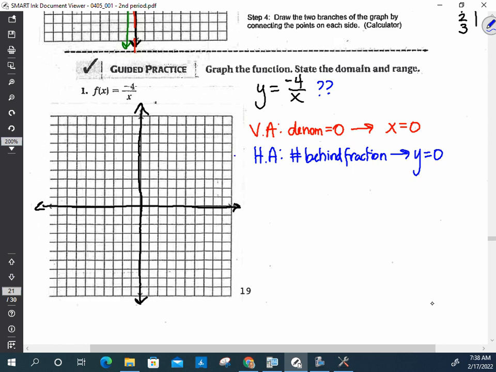Horizontal, remember, is a left to right graph. So go to the y-axis, find 0, draw your horizontal asymptote. Vertical asymptote is vertical. Go to the x-axis, find 0, and draw your asymptote. So there's your 2 starting parts.